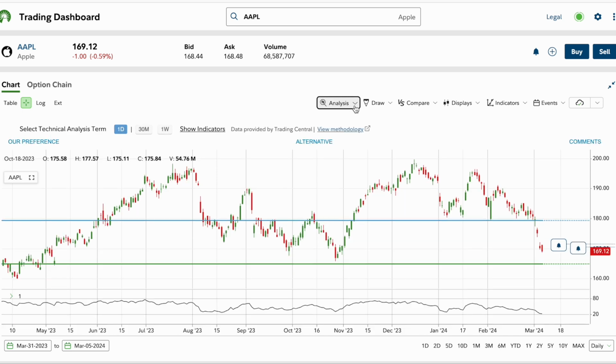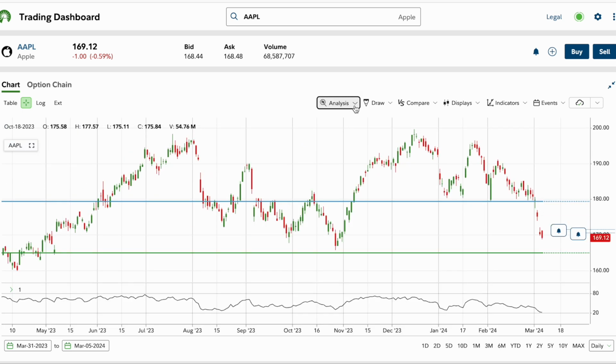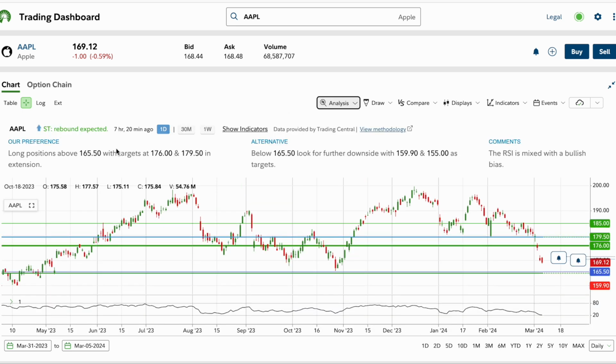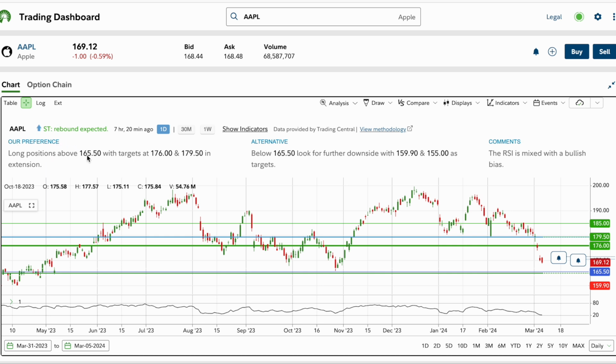When you click on this analysis, so see how I'm clicking this right here? Fidelity gives you a little option here. You click analysis. And what they're saying is their preference is long positions above 165.5. Your targets are 176 and 179.5. And it even shows it right here, which is cool. So if you look right here at the 165.5, it's saying the pivot and first support. Look to preference in resistance.